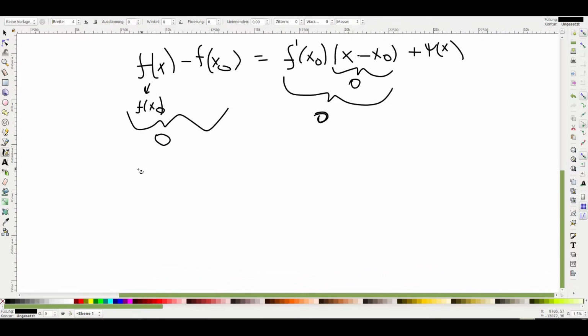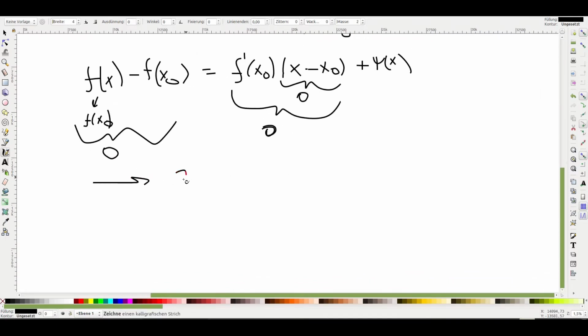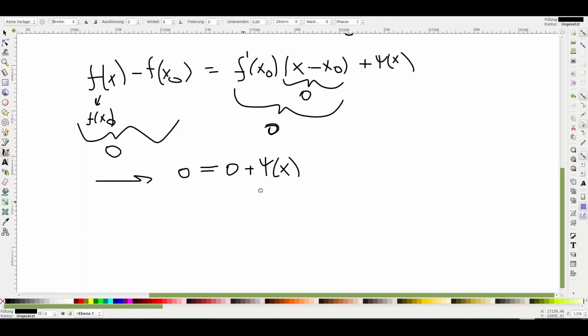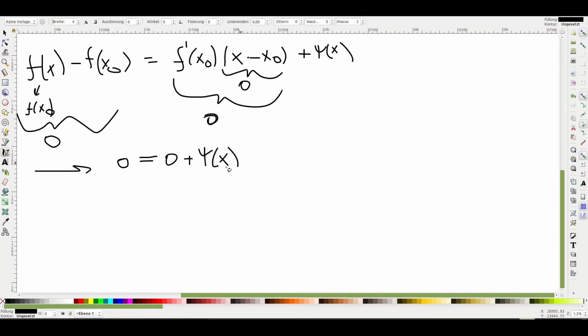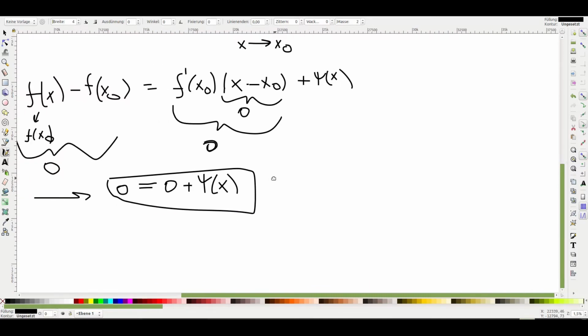Then what we are left with is 0 equals 0 plus psi of x. That's an equals, not a plus. So psi of x is equal to 0, as shown here.